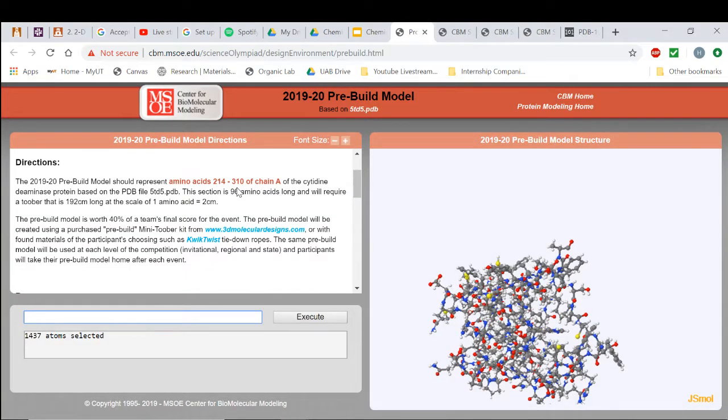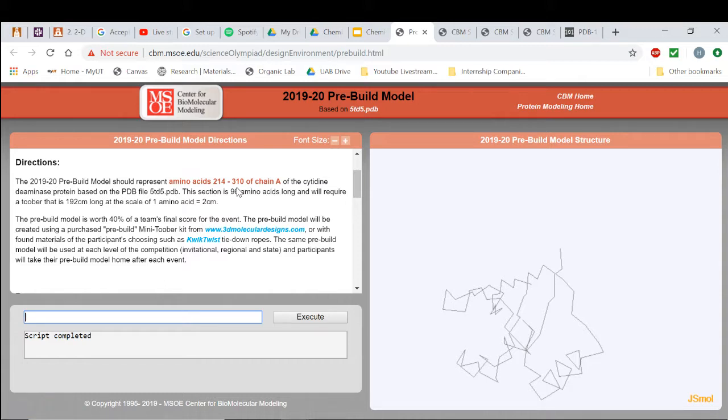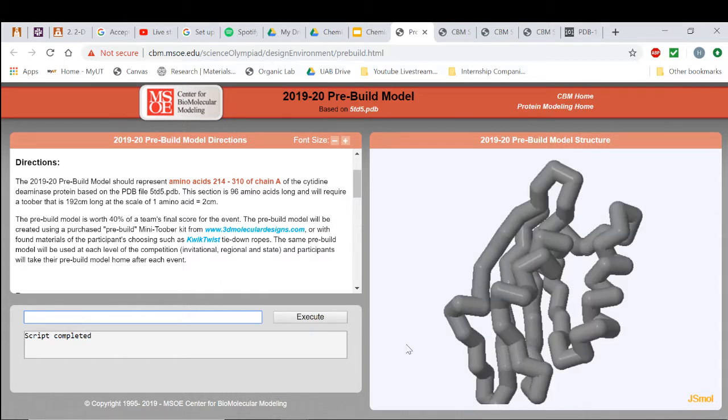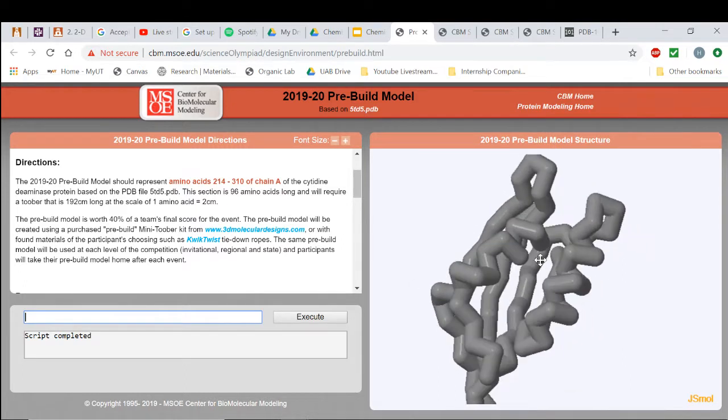This current model shows every single atom inside the protein, but the pre-build and the on-site build for protein modeling only want you to do the structure of the backbone. So in order to restrict that, you say backbone only, and now you just get the actual backbone, which is just the carbon atoms that make up the backbone of the amino acid. Next, this is also very hard to look at because the lines are so thin. So you want to increase the size of the backbone, so you type in backbone 1.5, and that just makes it bigger to see.